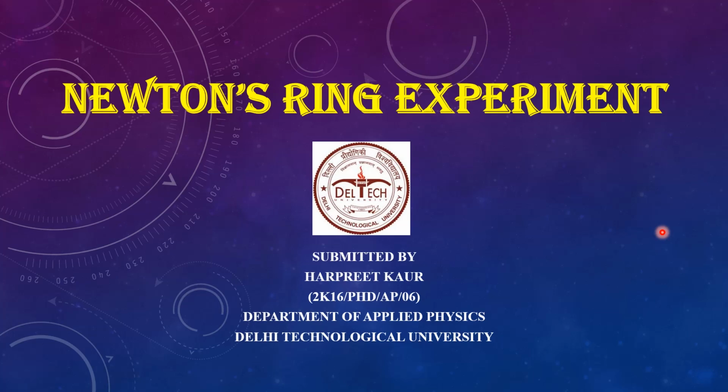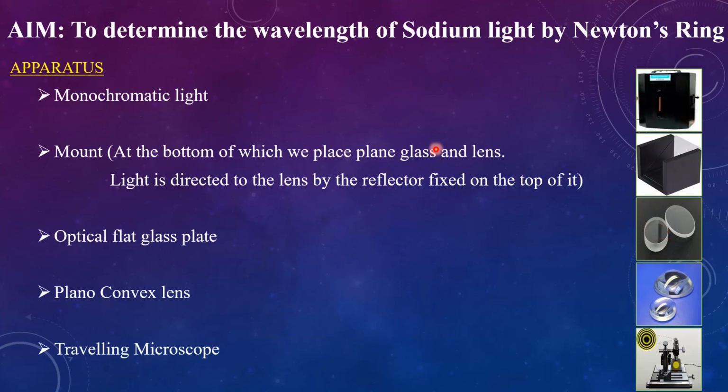Newton's ring experiment. The aim of this experiment is to determine the wavelength of sodium light by Newton's ring. The apparatus will be a monochromatic light source, which will be a sodium lamp here, a mount at the bottom of which we'll place the flat glass plate and a plano convex lens such that the curved surface of the convex lens is placed adjacent to the flat glass plate.